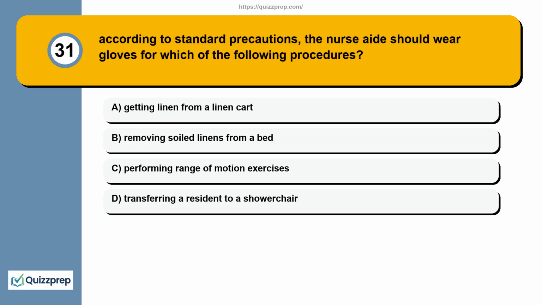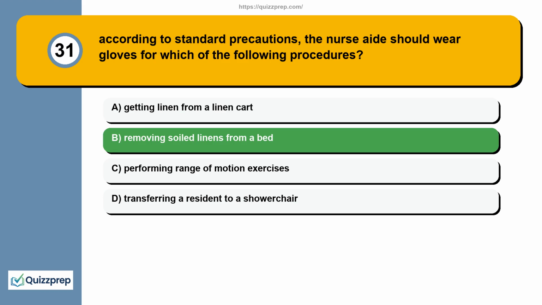Question 31. According to standard precautions, the nurse aide should wear gloves for which of the following procedures? Option A, getting linen from a linen cart. Option B, removing soiled linens from a bed. Option C, performing range of motion exercises. Option D, transferring a resident to a shower chair. The correct answer is option B, removing soiled linens from a bed.